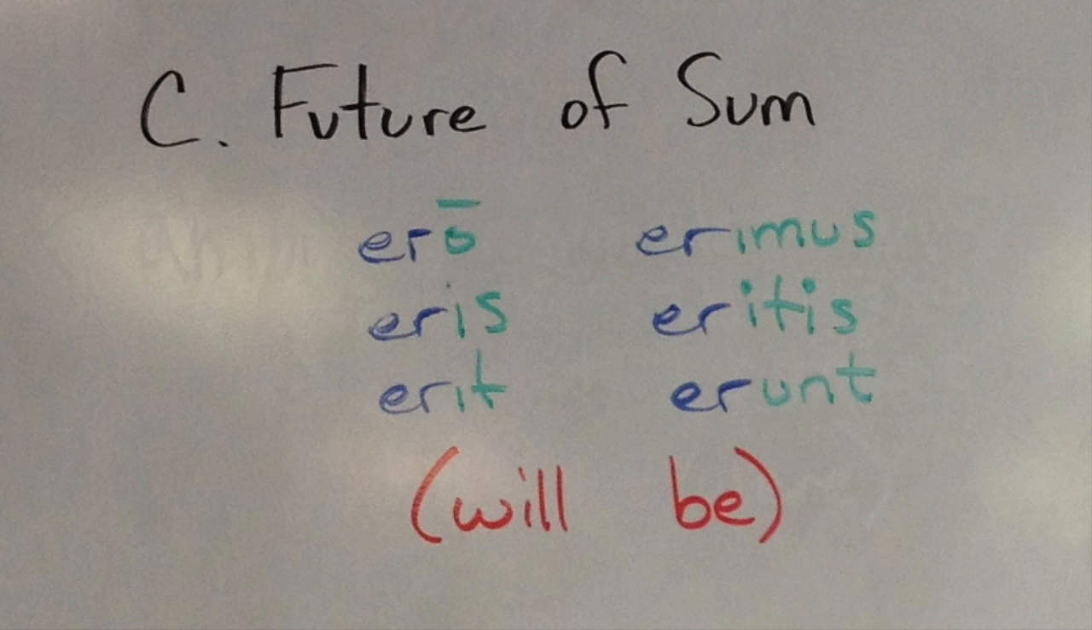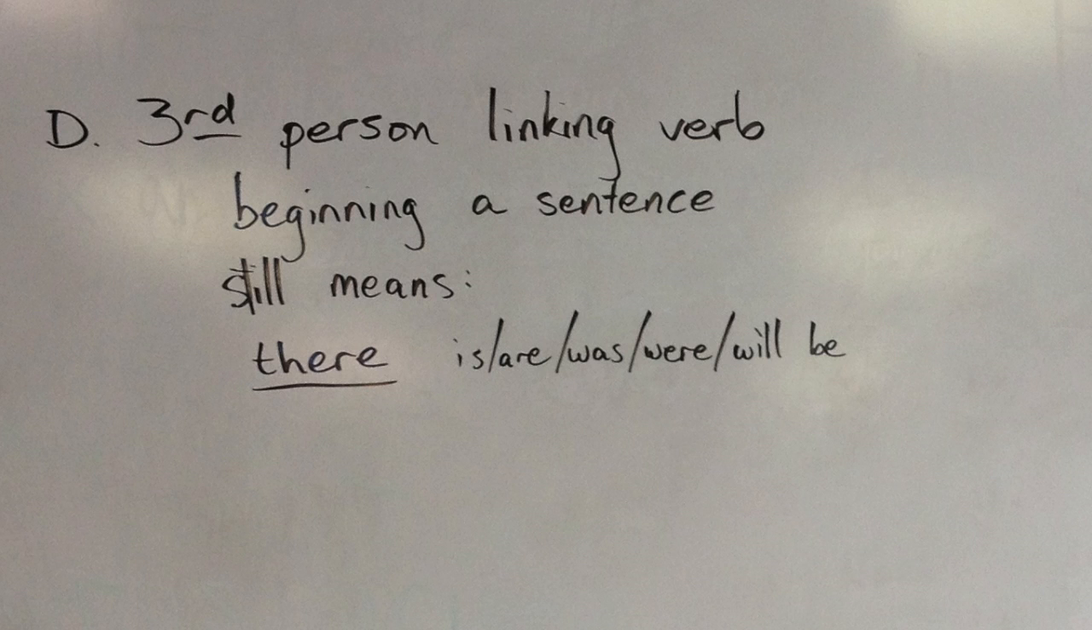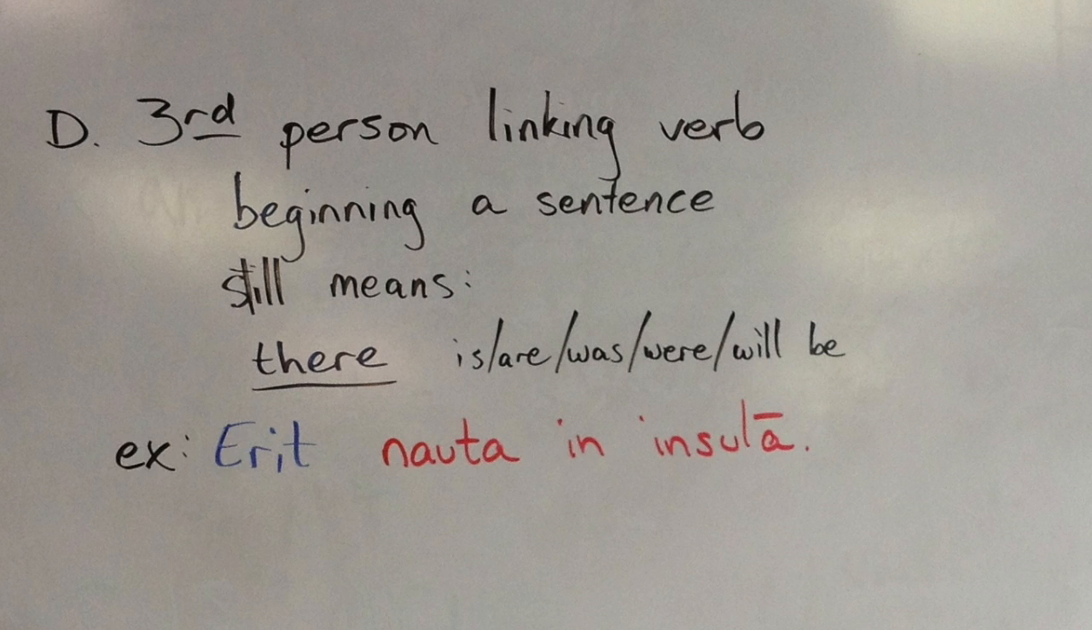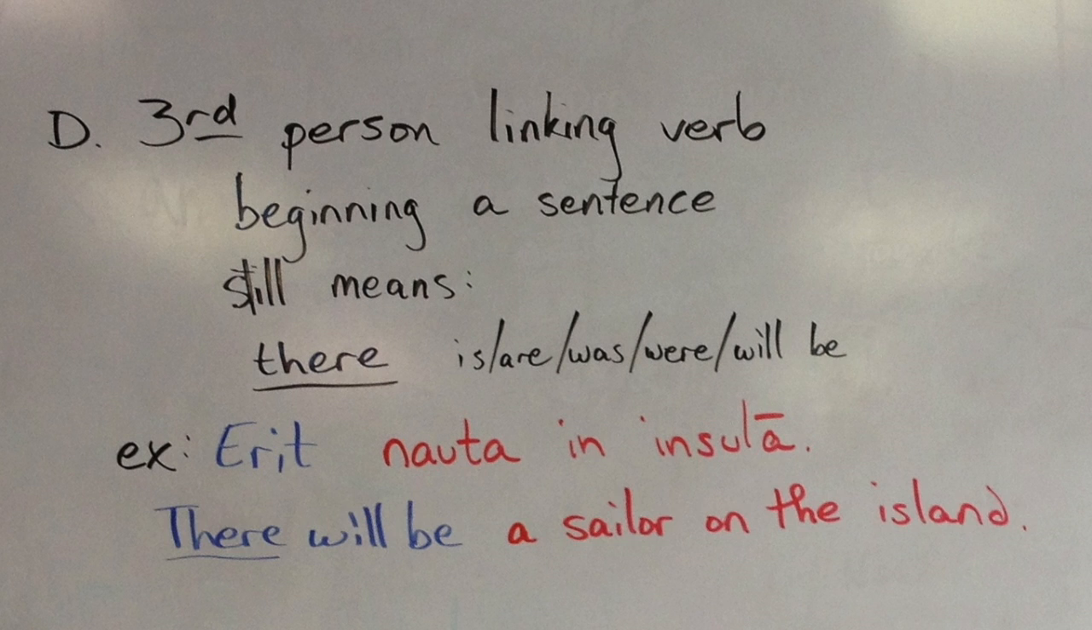The one little glitch we'll need to be aware of is that remember how est and sunt mean there is or there are at the beginning of a sentence? Likewise, if erat, erant, erit, or erunt, the third person imperfect and future forms, are at the beginning of a sentence, those will also mean that the English sentence will start with there. So erit at the start of a sentence would mean there will be. For example, if you had the sentence erit nauta in insula, it would translate to there will be a sailor on the island. That's it for the notes of sum.